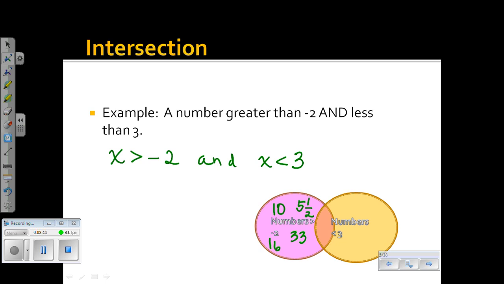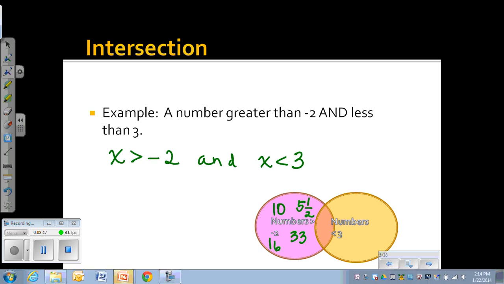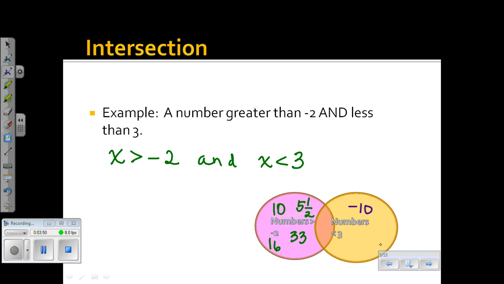And then if I start thinking about what about numbers that are less than 3, well, -10 is less than 3, -33, -16, again, I could keep going like this for a while. But what we're interested in here are numbers that are both. So any number that we could put in the intersection of these two groups, like -1. -1 is greater than -2 and it's less than 3. So is 0. So is 1.3, and so on. So any numbers that are in both groups would be called the intersection of those two groups.